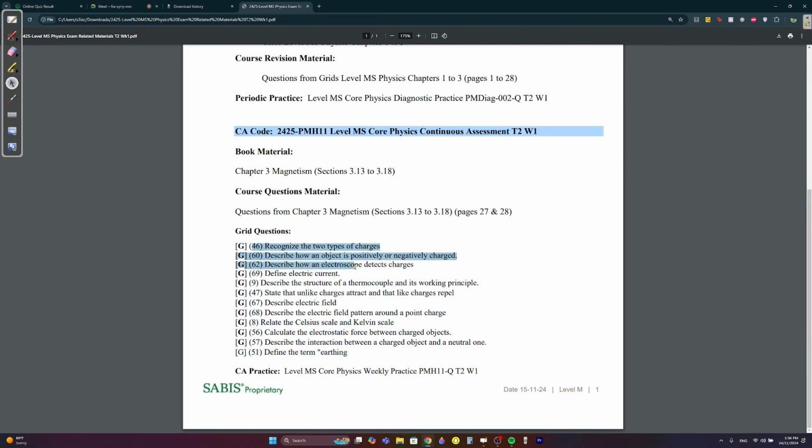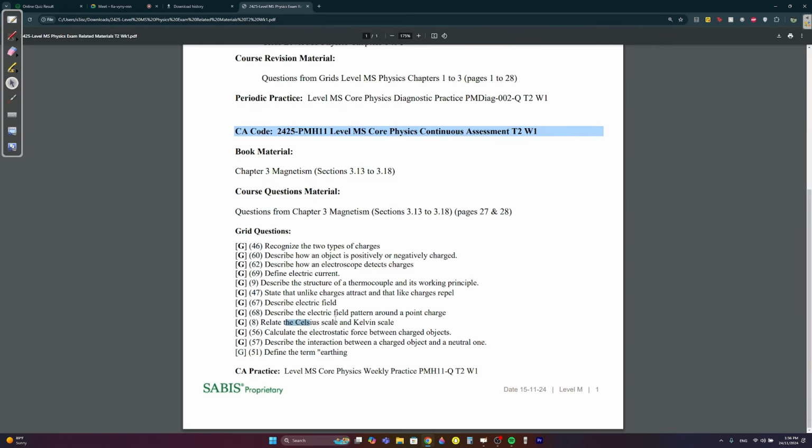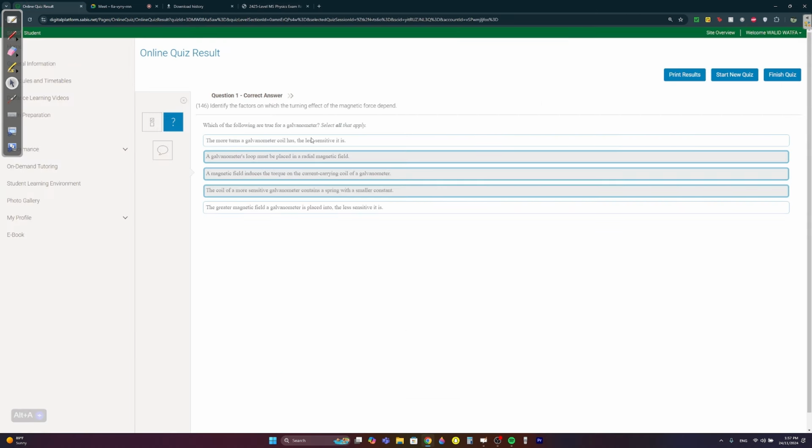One minute for each question. You'll be done in a quick 2, 4, 6, 8, 10, 12. 12 minutes quickly. Okay, and some of these are easy, like how to relate Celsius and Kelvin. Okay, which of the following are true for a galvanometer?